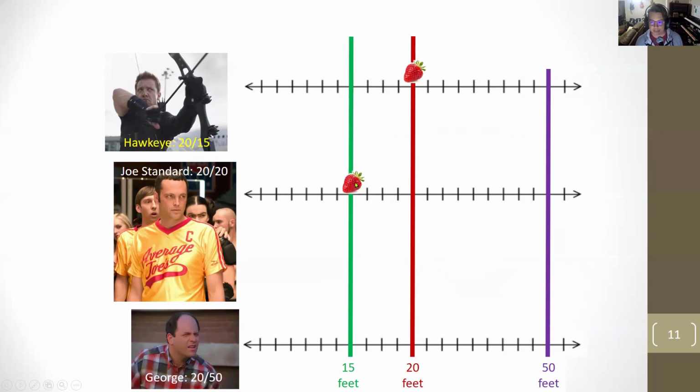Okay. All right. So I hope that made sense. If not, we got some more examples. All right. Well, hey, Joe, if you move that strawberry back to 20 feet, he doesn't see it as clearly anymore. So again, remember that Hawkeye's got better acuity than Joe Standard. And eventually, even though Joe Standard is 20/20 and we think, oh, that's really great vision, it's not perfect vision. It's just the standard that we set. And so Joe's things will get blurred out when they go a certain distance. It's just that Hawkeye can resolve things over a greater distance than Joe Standard.